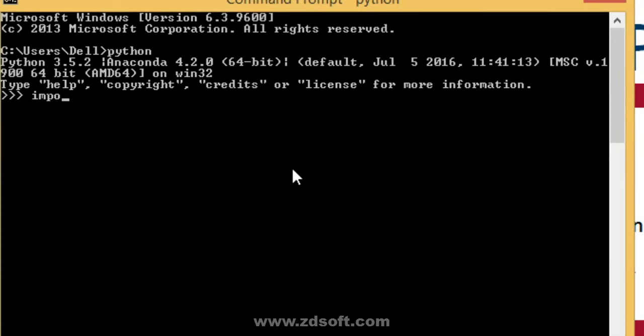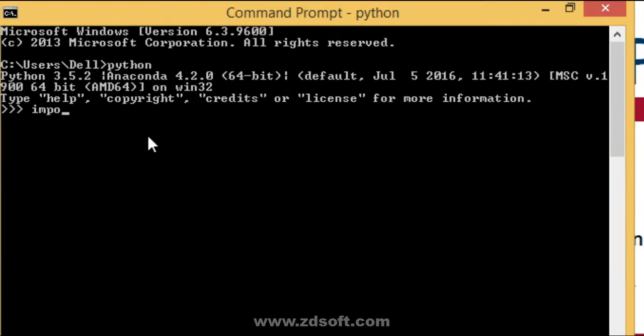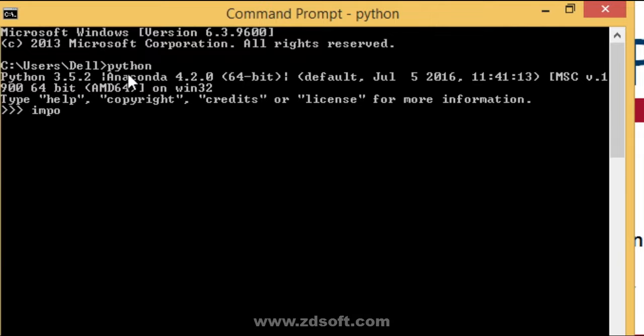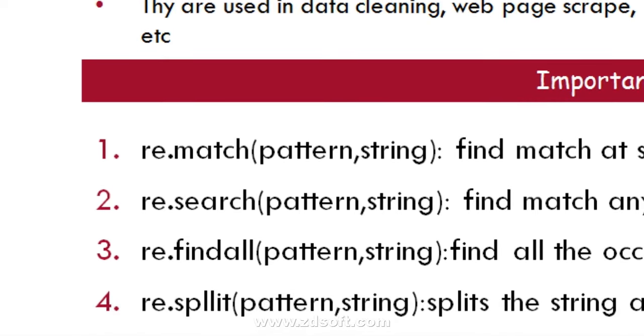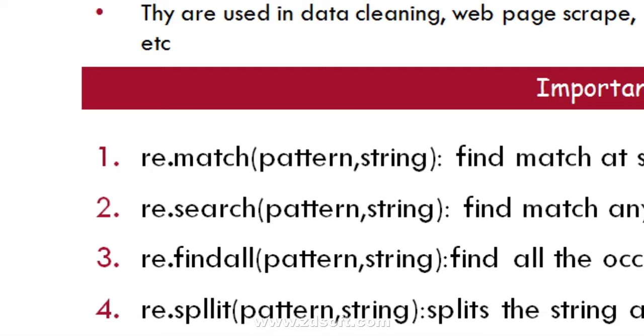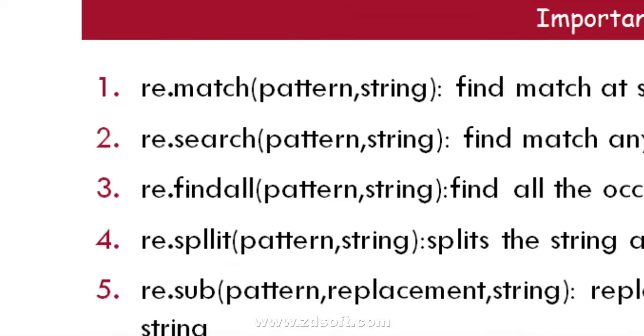So I am using Anaconda and I've already started Python. As you can see, Python has been started and it is written Python 3.5.2, Anaconda 4.2.0. So first we'll import the re module, import re. So module re has been imported. Now we'll implement the first function, which is the re.match function. What the re.match function does is it will find a pattern if it occurs at the start of the string, only at the start of the string. So let's implement it.